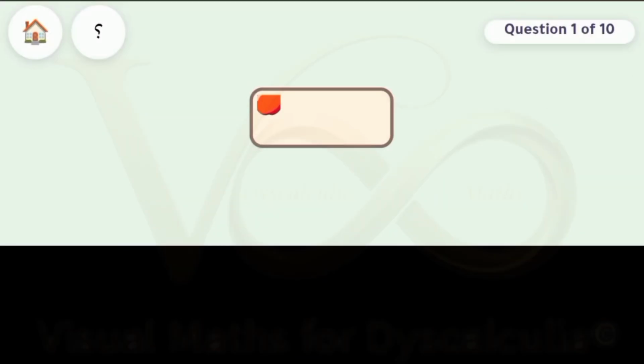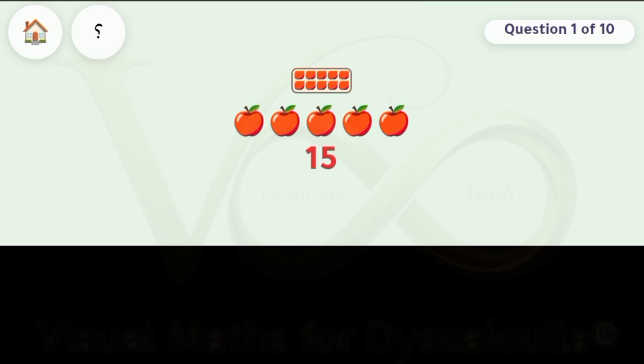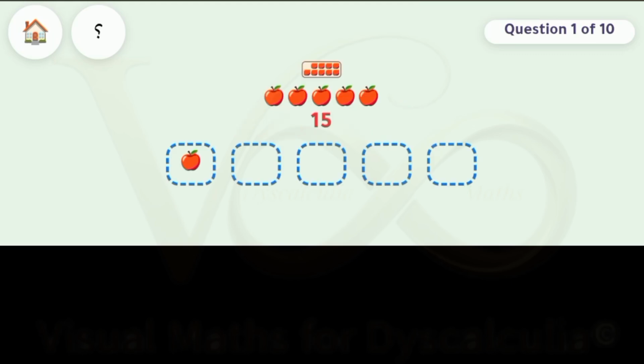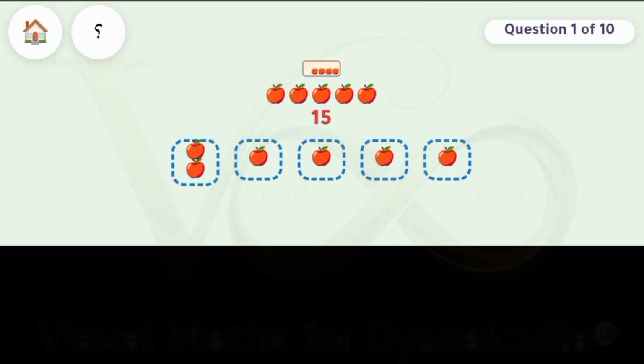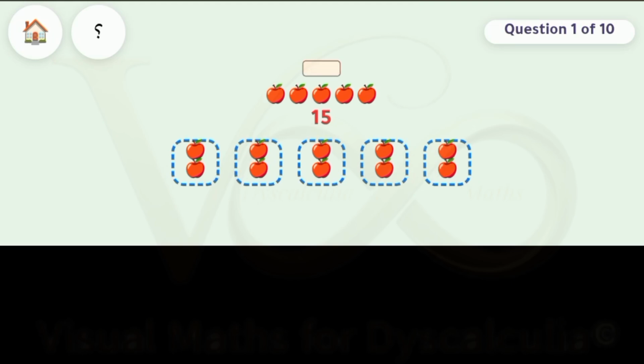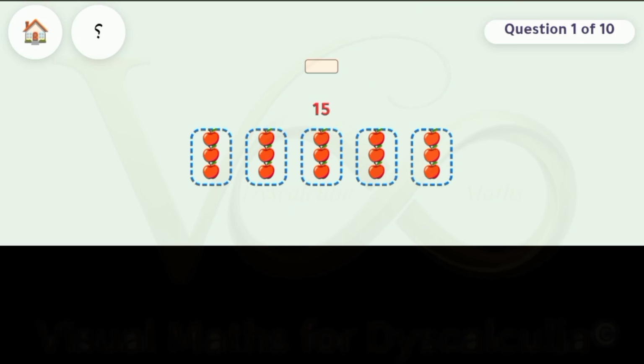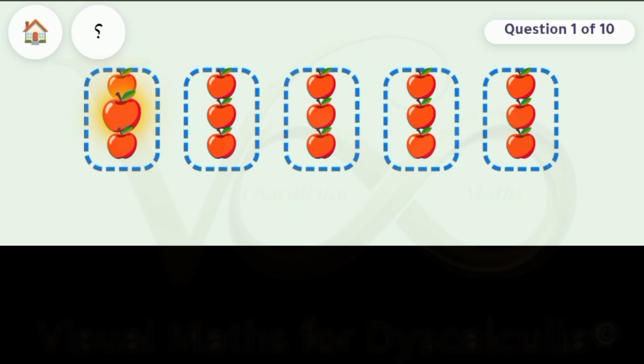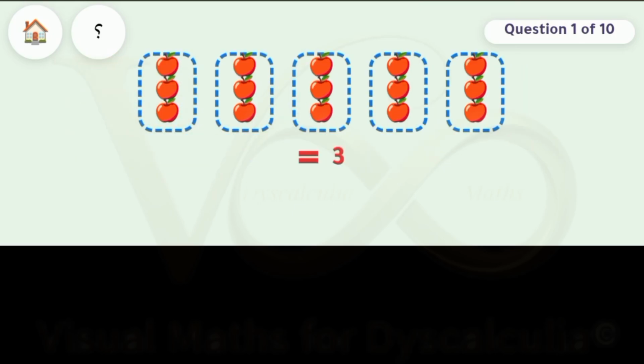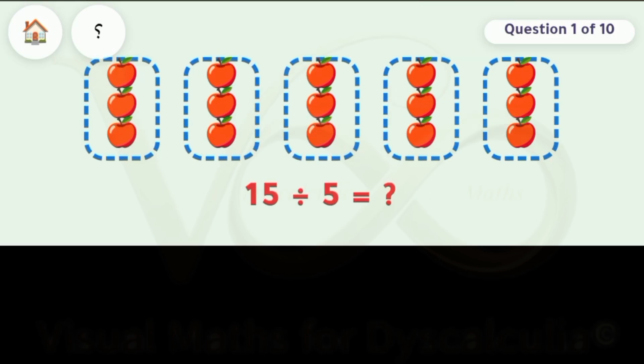Let's begin. 1, 2, 3, 4, 5, 6, 7, 8, 9, 10. Full box. 11, 12, 13, 14, 15. We share it into 5 groups. One, 2, 3. Each group has 3. What is 15 divided by 5?